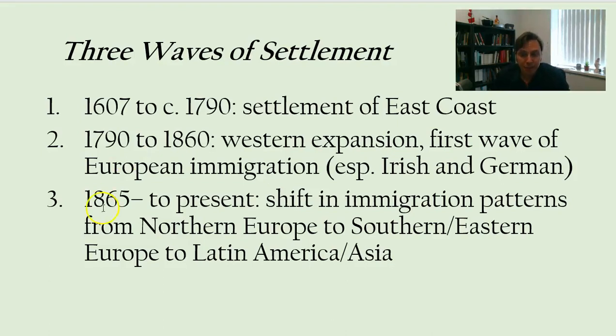And then, of course, we could speak of the third wave of settlement as being that from 1865 to the present, in which there is a shift in immigration patterns from Northern Europe to Southern and Eastern Europe to Latin America and Asia over time.